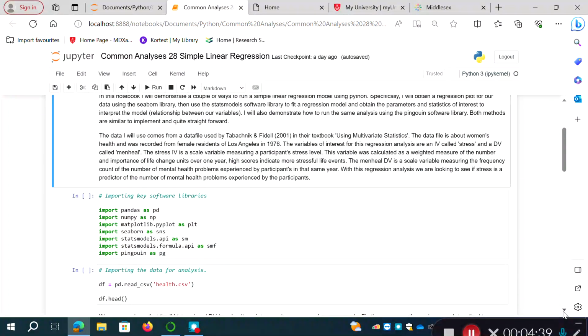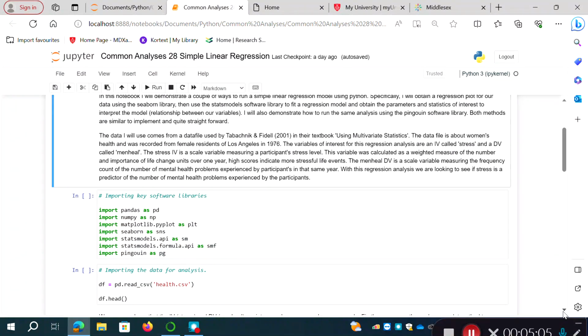And this variable was calculated as a weighted measure of the number and importance of life-changing units over a year. So higher scores do indicate more stressful life events in someone's life. And the menheal DV, which I believe stands for mental health, is a scale variable measuring the frequency count of the number of mental health problems experienced by a participant in that same year.